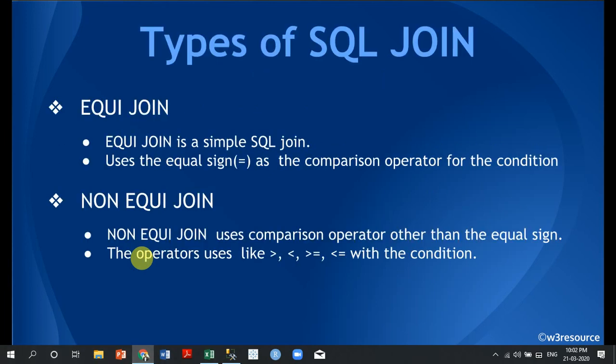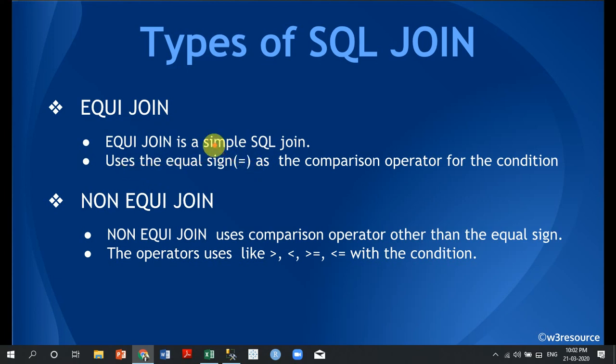Okay, so let's move ahead. Now let's discuss the types of joins. What types of joins are available? The very first join is the equi-join. What does equi-join mean? The word equi is derived from the word equal. That means we are connecting two tables on the basis of an equality condition. This is a very simple SQL join, and it uses the equal sign.